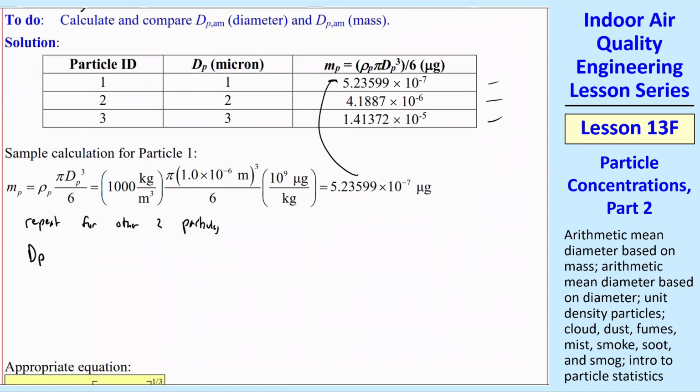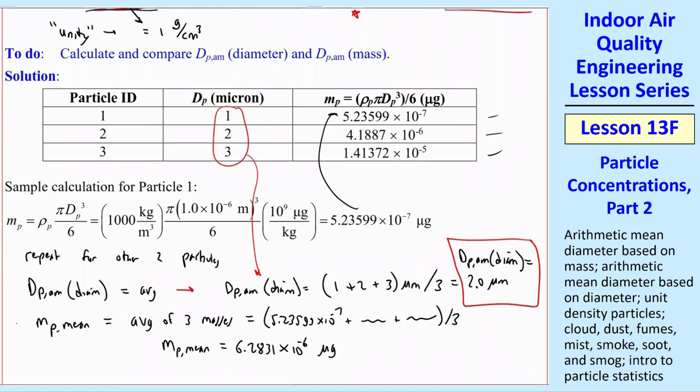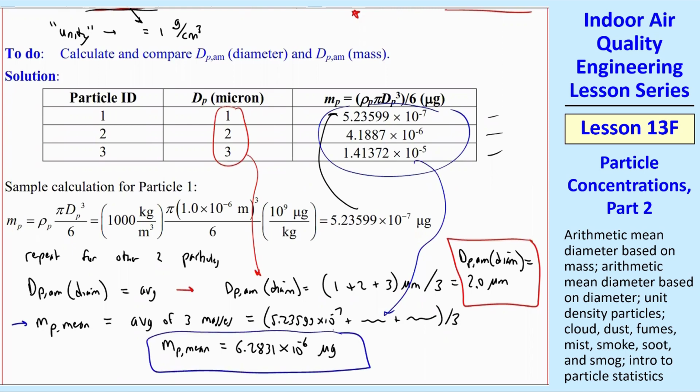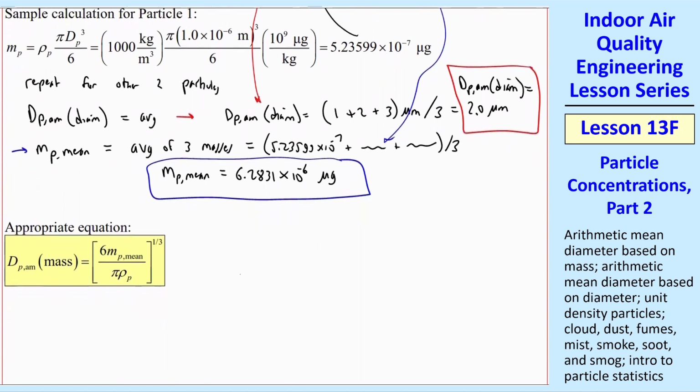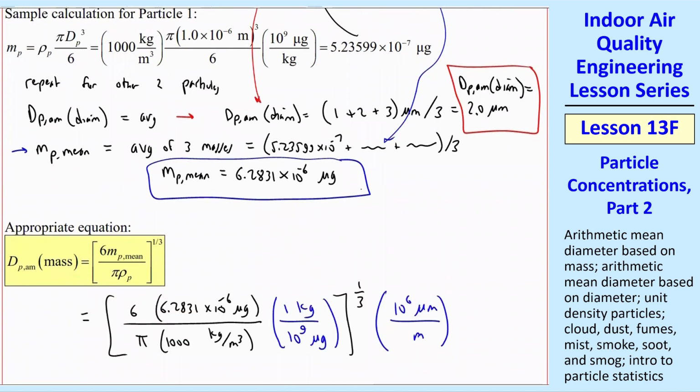So to calculate dPam diameter, it's the simple average of these 3. So 1 plus 2 plus 3 divided by 3. And so that just gives us 2. You can do that one in your head. Similarly, for MP mean, it's just the average, the simple arithmetic average of these 3 masses. So you add those up and divide by 3, you end up with MP mean equal to 6.2831 times 10 to the minus 6 micrograms. Now we can use the equation that I just showed you from last time. dPam mass is 6 MP mean over pi rho, the whole quantity to the 1/3. And you have to be very careful with the units.